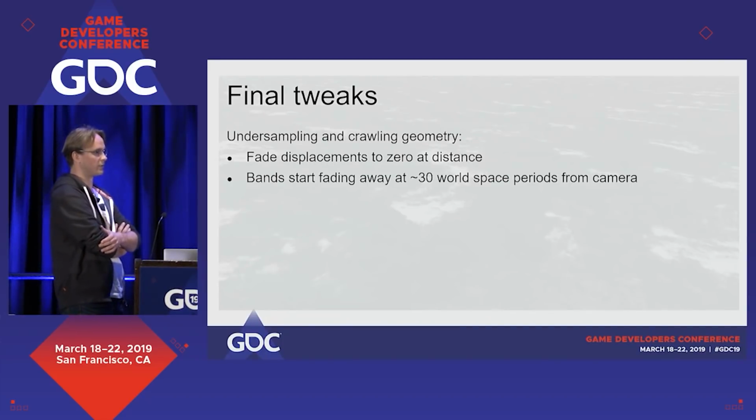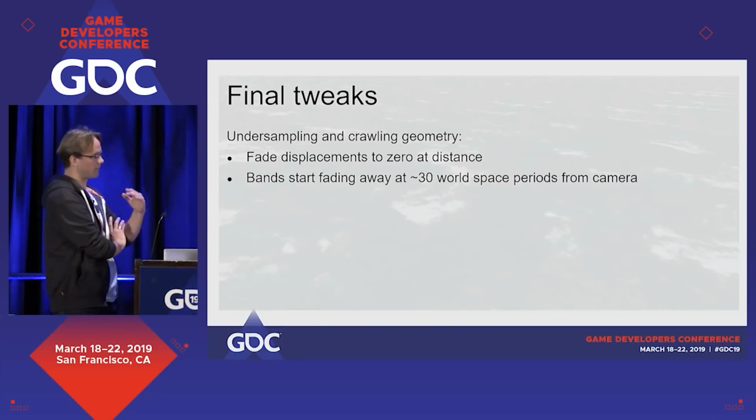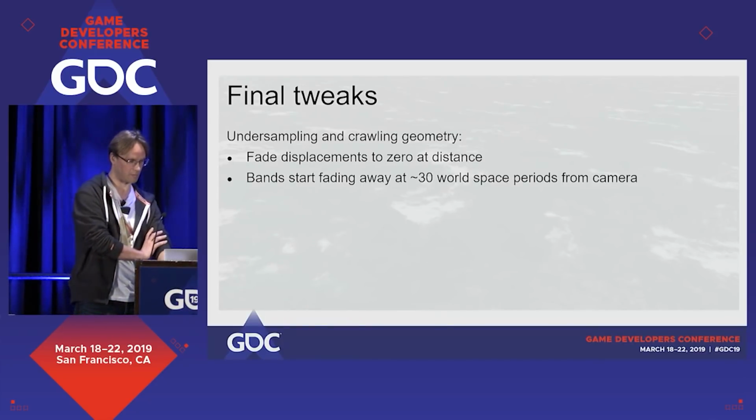And to avoid that, we just damp down our displacements at some distance. We empirically figured out that 30 world space units of a frequency band is good for us. So after that distance in world space, we just start damping down those individual frequency bands' displacements.